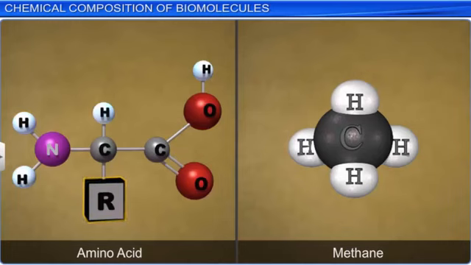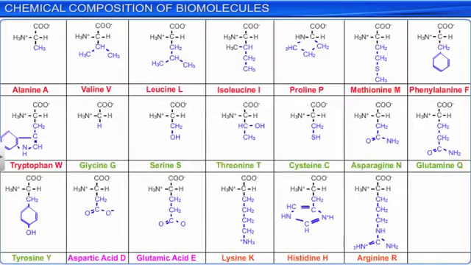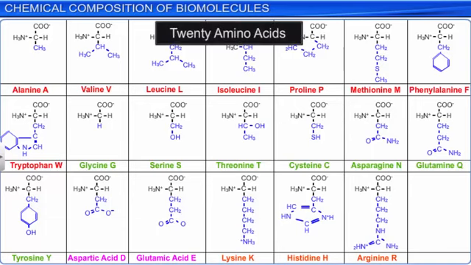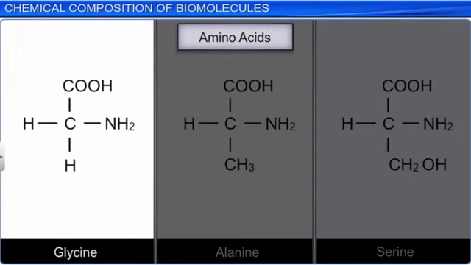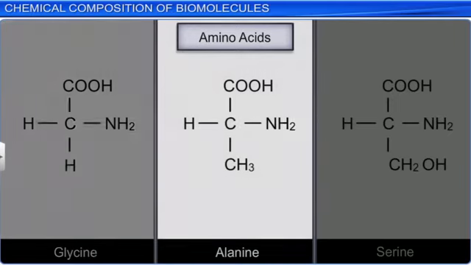Based on the nature of the R group, there are many amino acids. However, there are 20 standard amino acids in proteins. For example, glycine, in which the R group is hydrogen, alanine, where the R group is a methyl group, and serine, where the R group is a hydroxymethyl group.